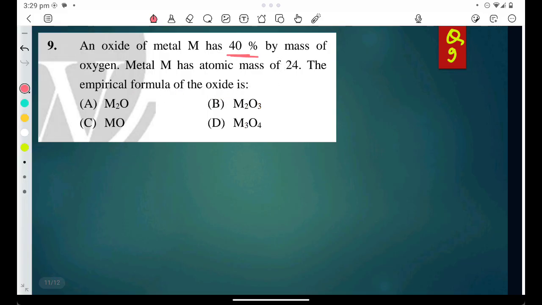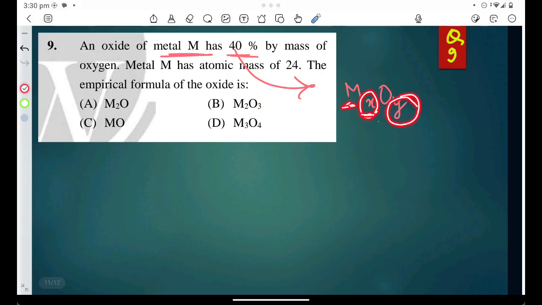Let's say the formula of the metal oxide be MxOy. Let this be the formula of the metal oxide. That means I have x number of atoms of metal and y number of atoms of oxygen in one molecule of the metal oxide.